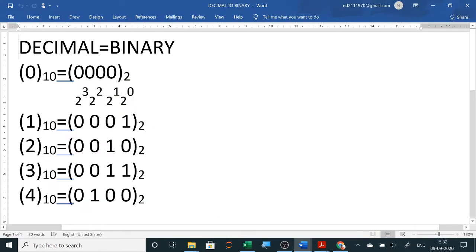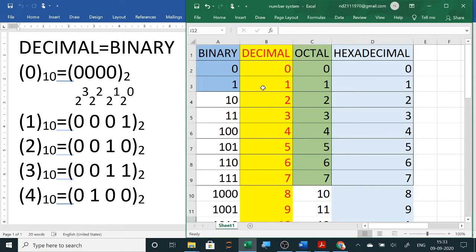Now these are the positional values, like the unit place. If it is binary, it is 2 to the power 0, then 2 to the power 1 is the tens place, 2 to the power 2 is the hundreds place, and so on. Now this will be 1, 2, 4, 8 and so on. So if it is 0, all are 0. If it is 1, then that 1 will be high. You can see from here also, if the decimal is 0, then it is 0; if it is 1, then 1. We have already seen how it is: 1, 2, 4, 8, 16, 32, 64 and so on.